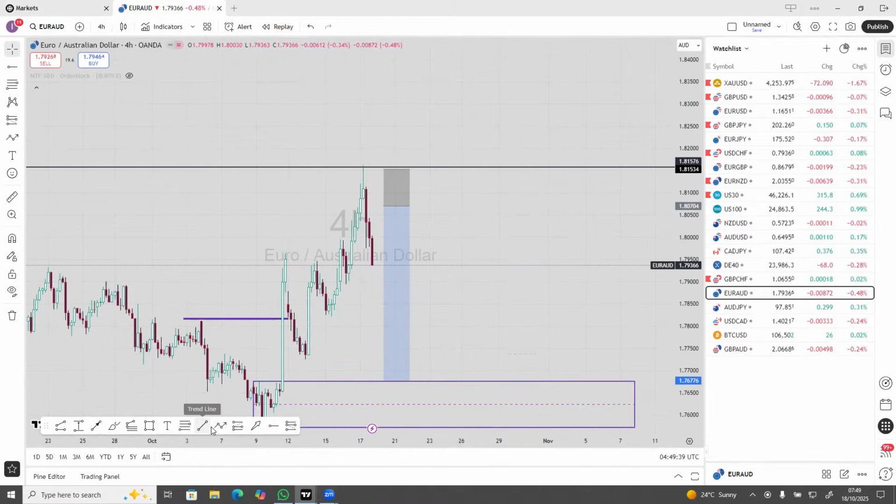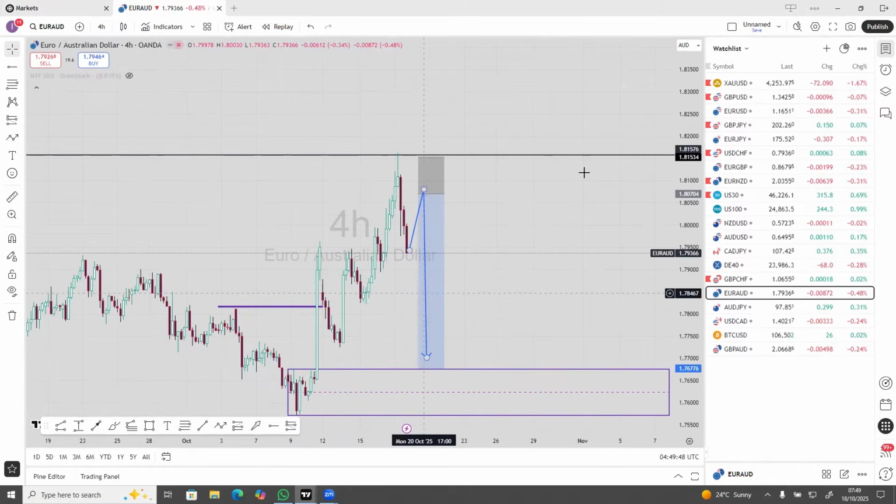Okay, that is very, very clear. So for next week on Euro Aussie, we're supposed to wait for mitigation of that supply and then take a short position to that daily demand. That is it. So let us see gold.